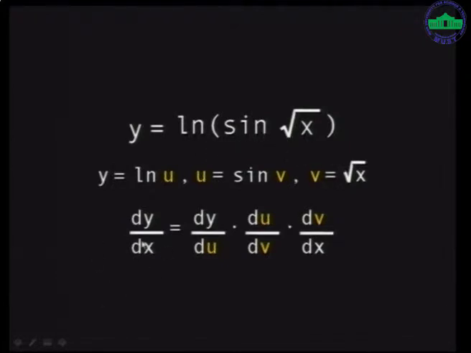So if you want to obtain dy by dx, it becomes equal to dy by du times du by dv times dv by dx. So you have some fake or dummy variables called u and v, and you can cancel du with du and dv with dv to get dy by dx. But then if you want to calculate dy by dx directly, it is the derivative of ln u, times the derivative of sine v, times the derivative of square root of x, and all of them are elementary functions, easily calculated.